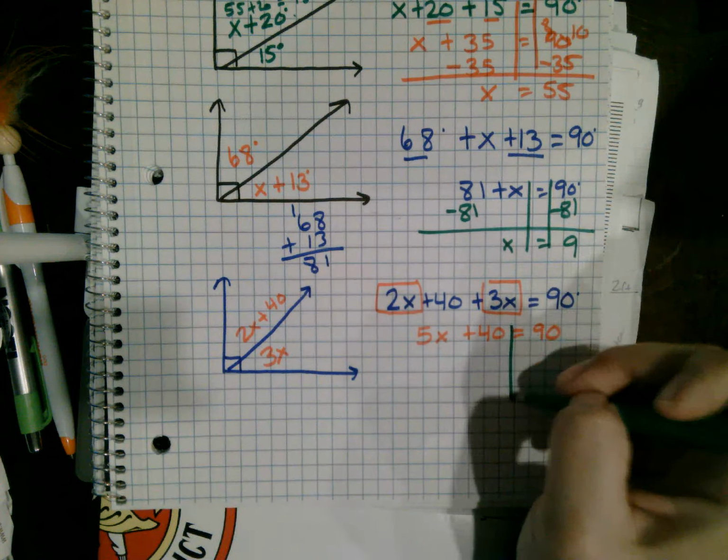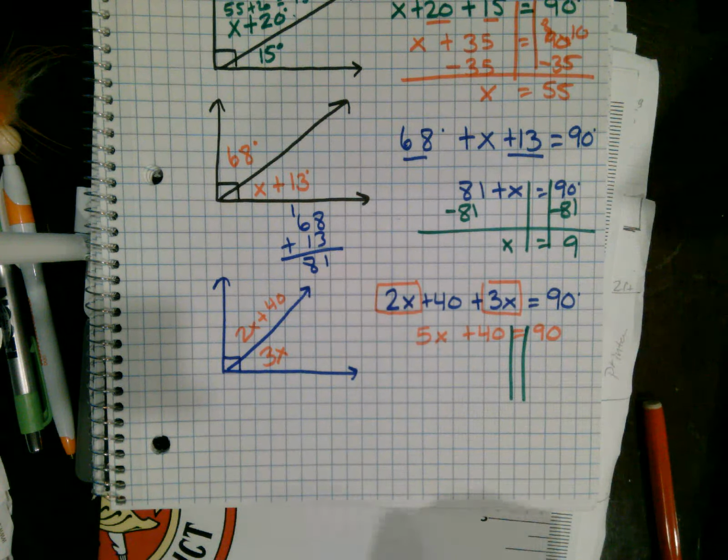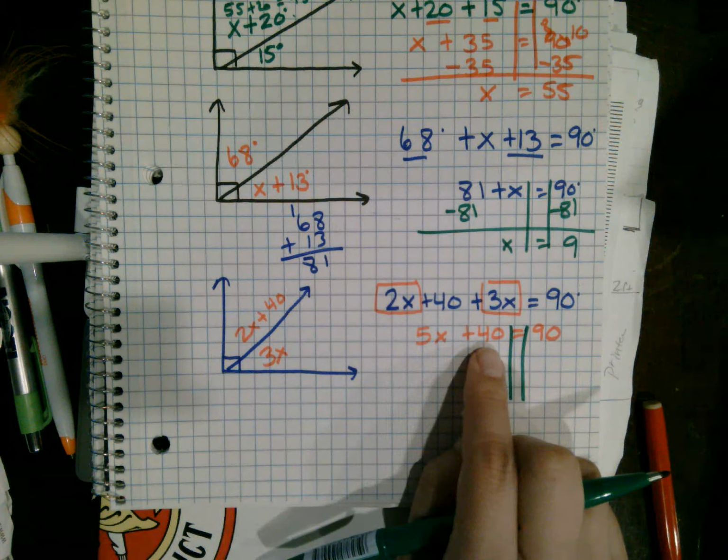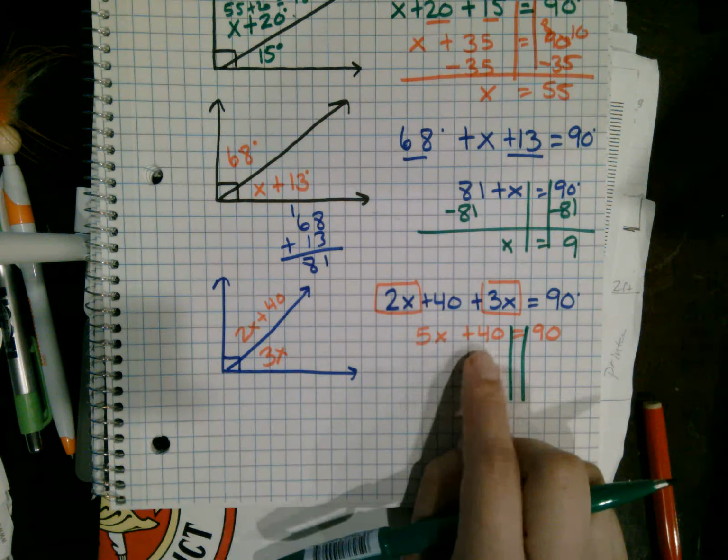Okay, now we're going to draw our bars. Now you have to ask yourself, what do you move first? Remember, you want x by itself. So do I move the 5 or the 40? We move the number that's furthest away. So in this case, we would move the 40.